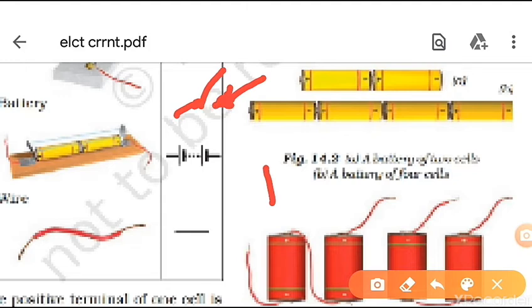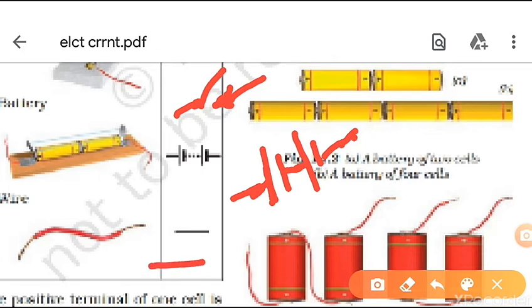Next is the battery. There are inverter batteries and car batteries at your home. Basically a battery is when two or more cells are combined, when we need storage in a large amount. So how to draw the battery? Longer line, then smaller line, then again longer, smaller, like this. So it is drawn like this, a combination of so many cells. Next is the wire. You represent the wire with this simple line.